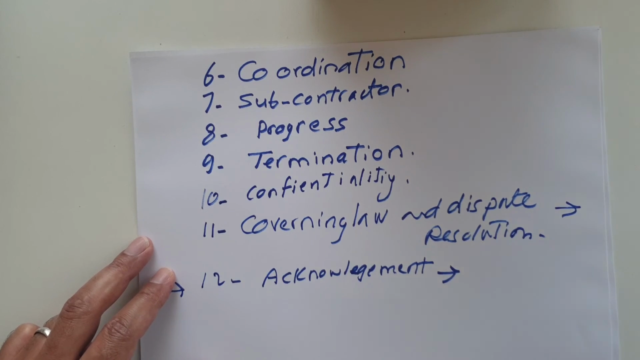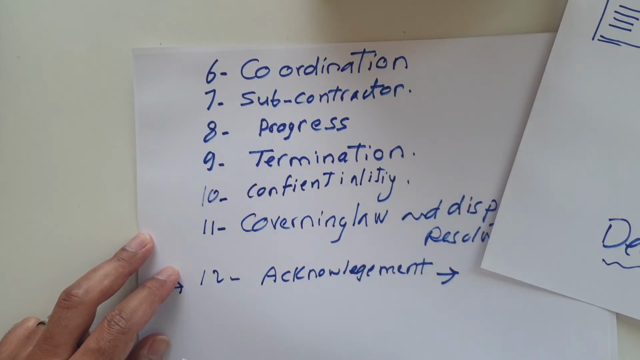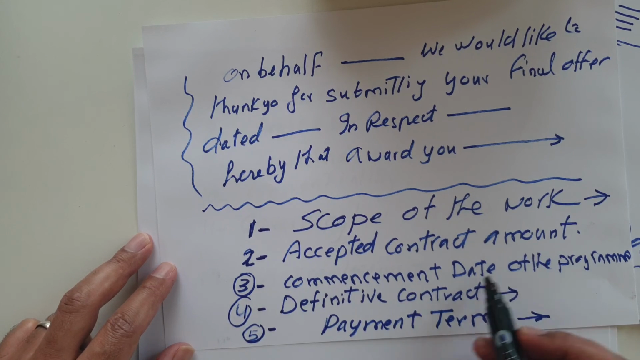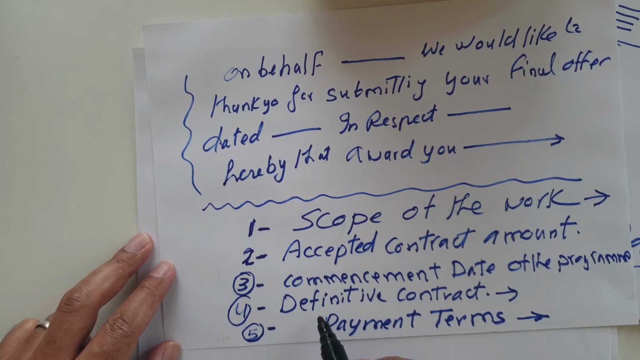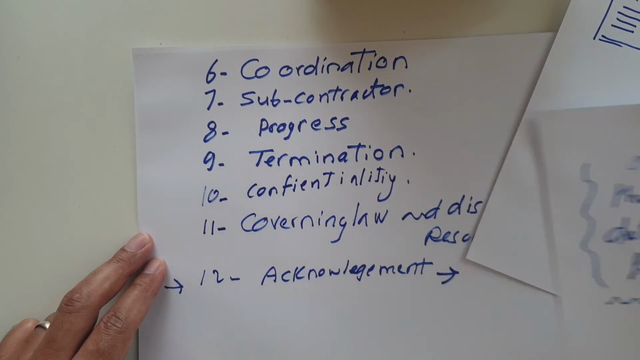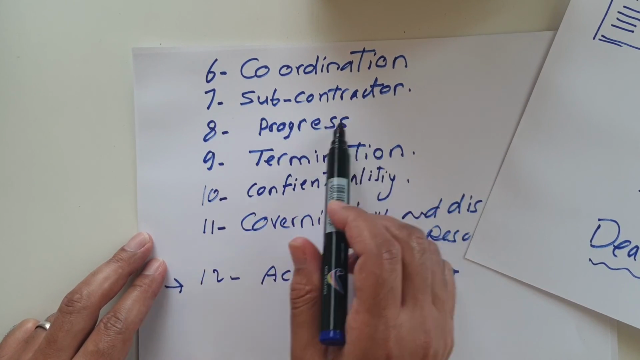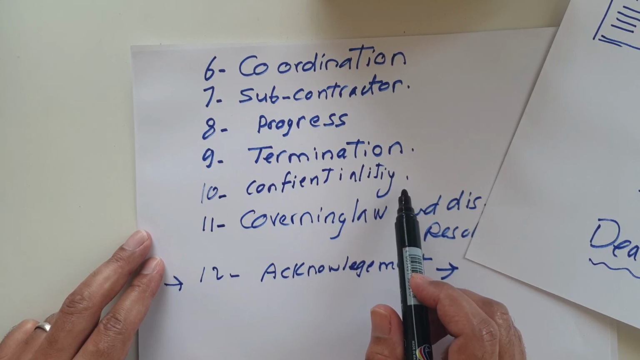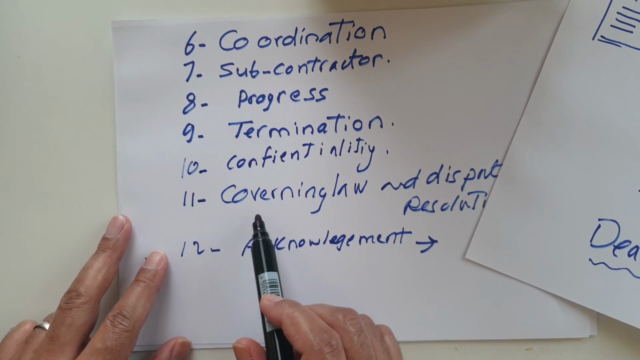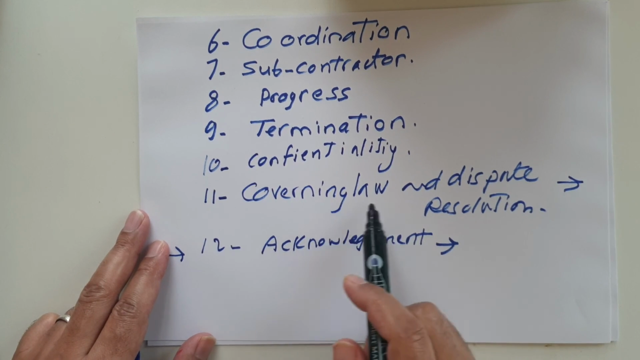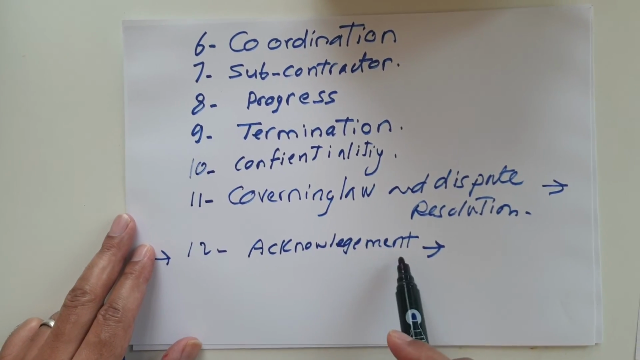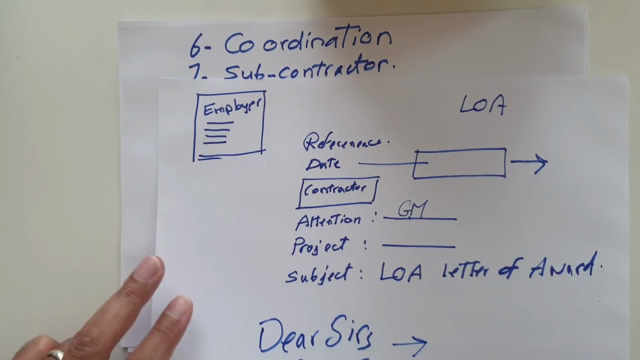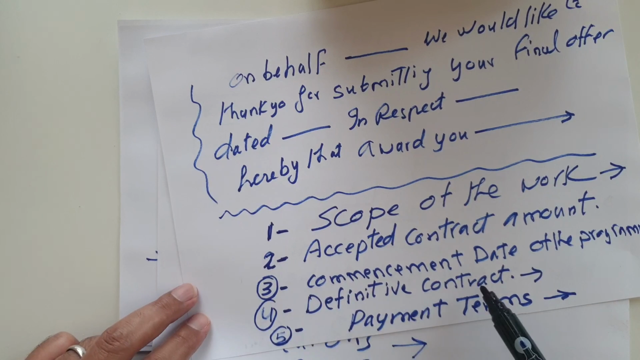So there is some content we have to follow in the letter and it should be included. First of all, scope of the work, accepted contract amount should be mentioned, commencement date of the program, definitive contract agreement, payment terms, coordination, subcontractor, progress, termination, and confidentiality. And in case of dispute, and acknowledgement in the final. So these are the details that should start the letter of award, and this is the content that should be included in the letter of award.